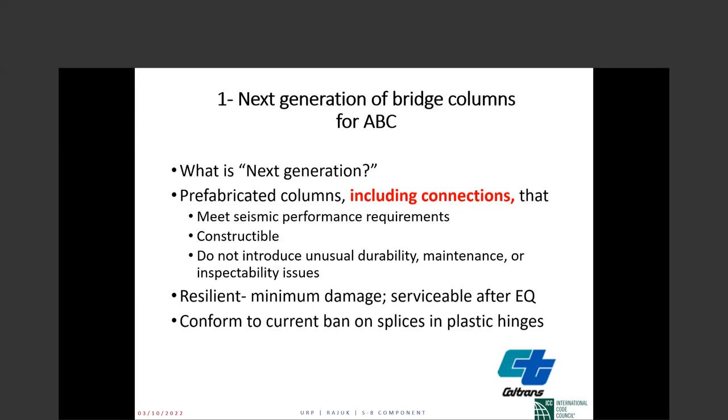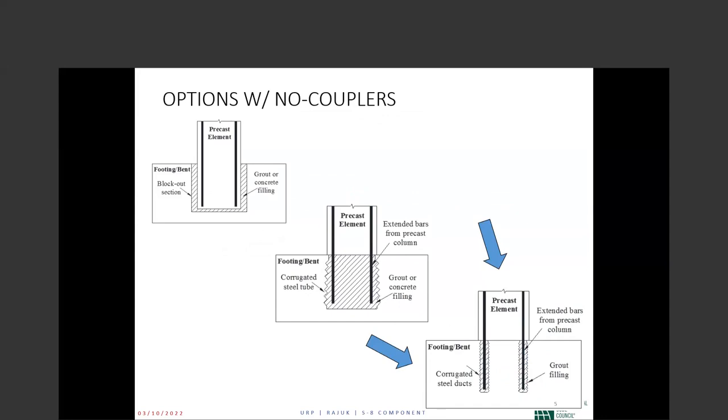Also, in this particular part of my presentation, I'm going to talk about ABC that have connections that conform to the ban on splices. Right now, in the current seismic codes for bridges, splices within plastic hinges are not allowed. And for a variety of reasons, I will discuss that as well. So the question is, how can we do that for this part of my presentation?